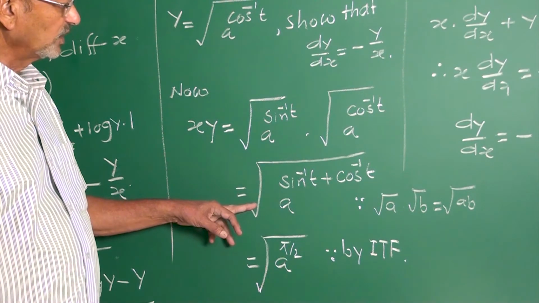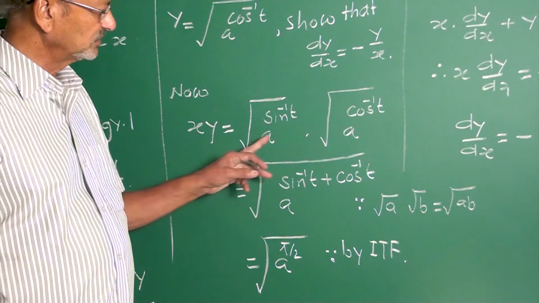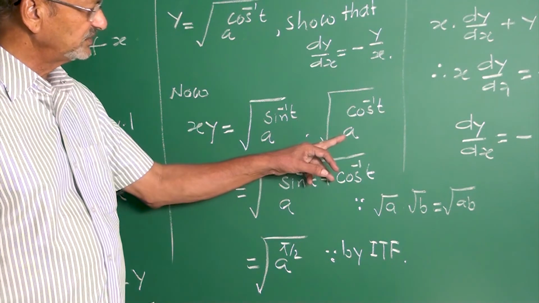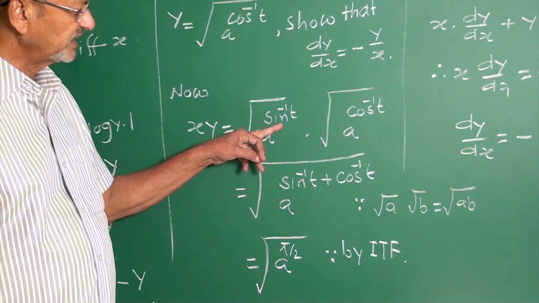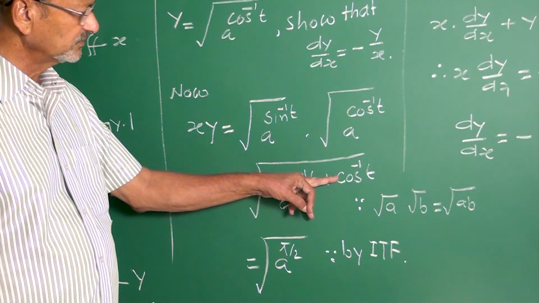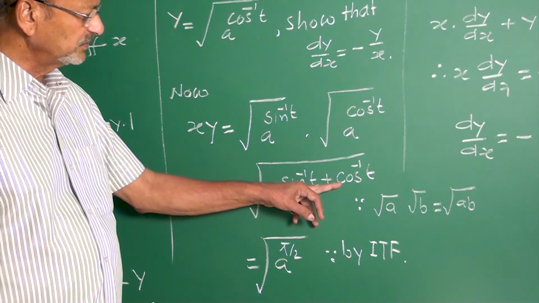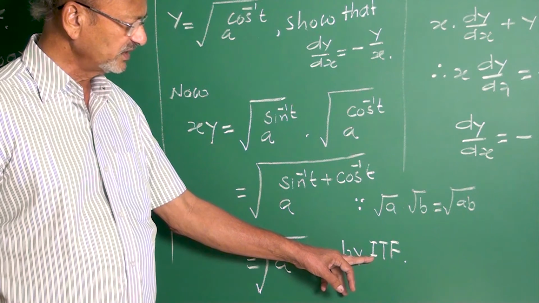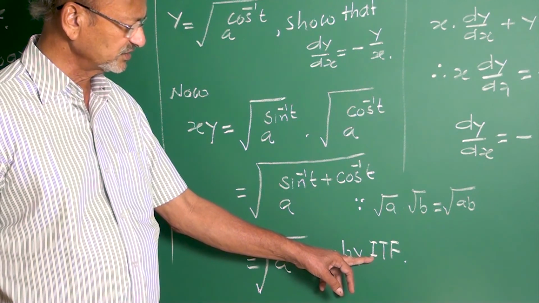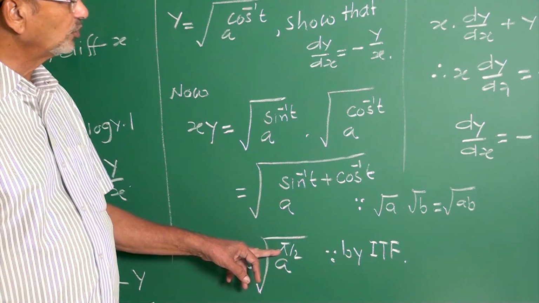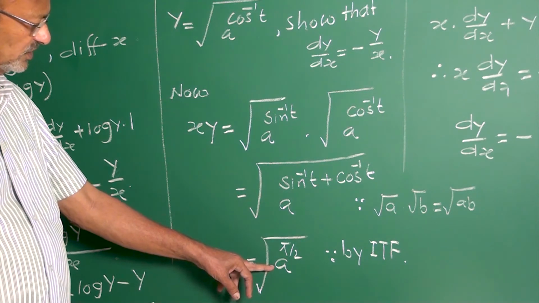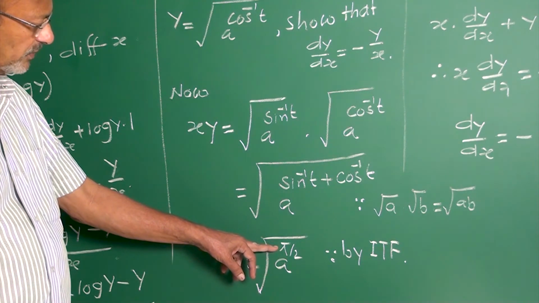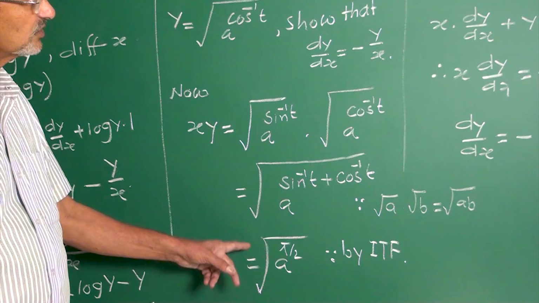Have a common square root. This into this, but the bases are the same. Laws of indices: add powers. Sin inverse t plus cos inverse t. But what is sin inverse t plus cos inverse t? By the property of inverse trigonometric functions, it is pi by 2. So your simplification of the RHS leads to square root a to the power pi by 2, which is a constant.